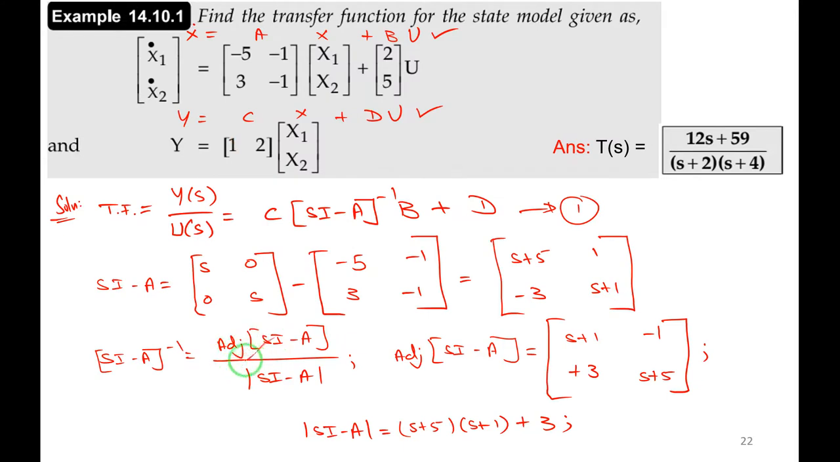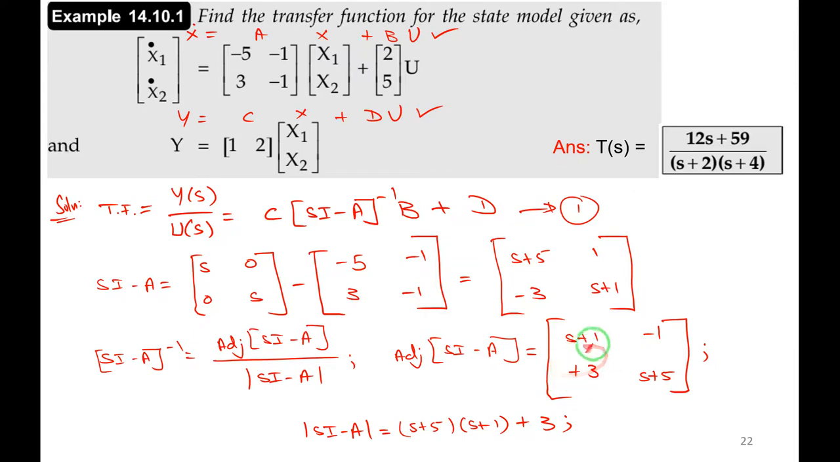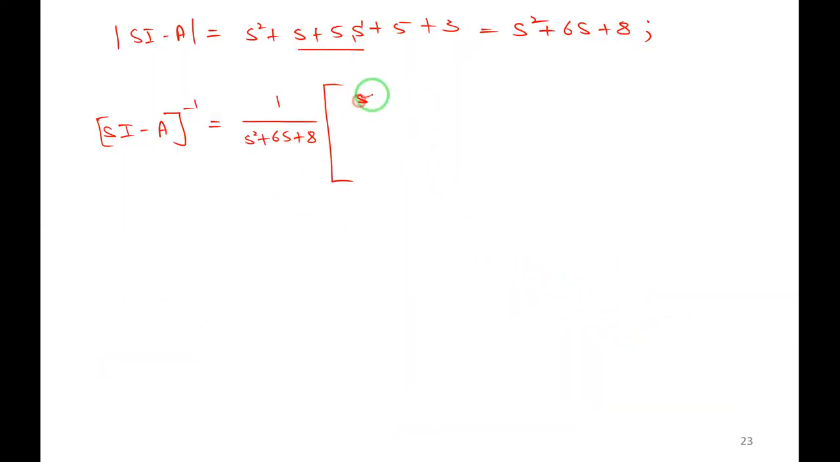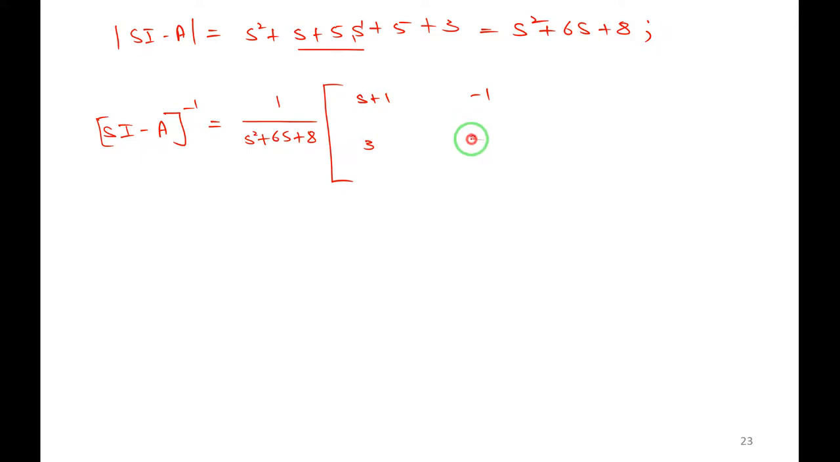Next we will find out (SI minus A) whole inverse. It is 1 by the determinant multiplied by the adjoint of the matrix. So let me write 1 by determinant. What am I getting? 1 by S square plus 6S plus 8 multiplied by the adjoint of the matrix. Here it is the adjoint: S plus 1, minus 1, and 3, S plus 5. I hope it's correct, right? Yes. Okay, now we'll try to find the roots and simplify this side.